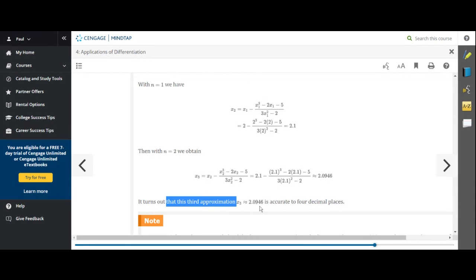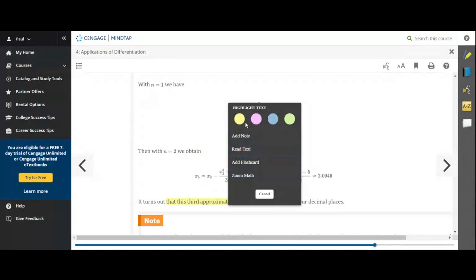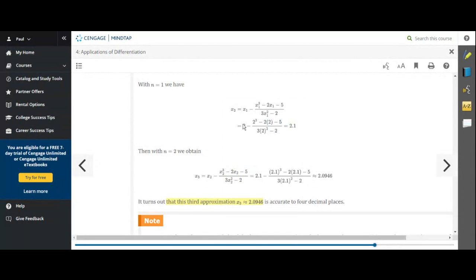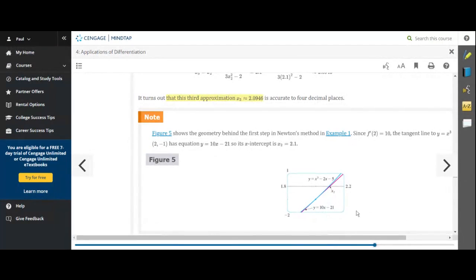Turns out this third approximation, x sub 3 equals 2.0946, is accurate to 4 decimal places. And they have a little figure down here showing the geometry. You've seen that before, based on the previous figures we looked at, how Newton's method works in terms of the geometry.